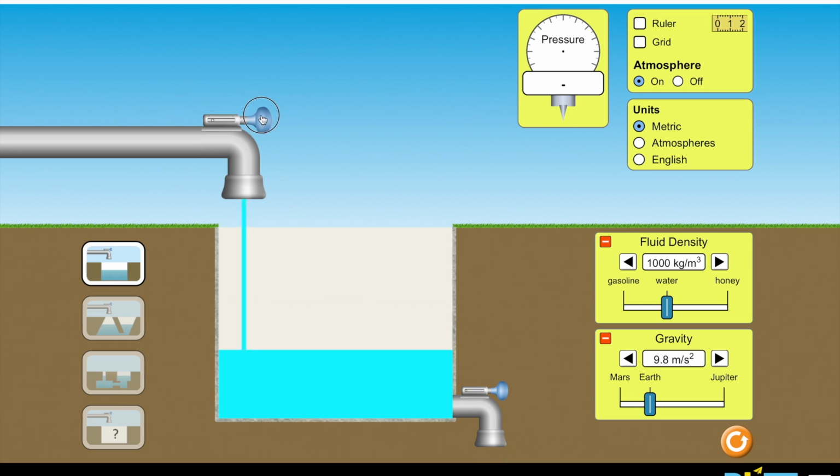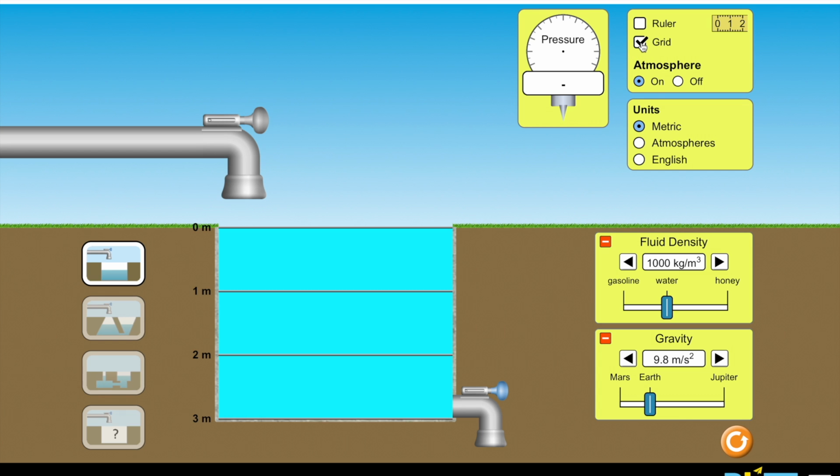Now I'm going to fill the tank all the way up, because in this window, what we want to look at is the relationship between the pressure and the depth below the surface of the liquid, in this case water. Now I'm going to turn the grid on, and we want to ask ourselves, what's the relationship between pressure and depth? Now I can measure the pressure using one of the pressure gauges.